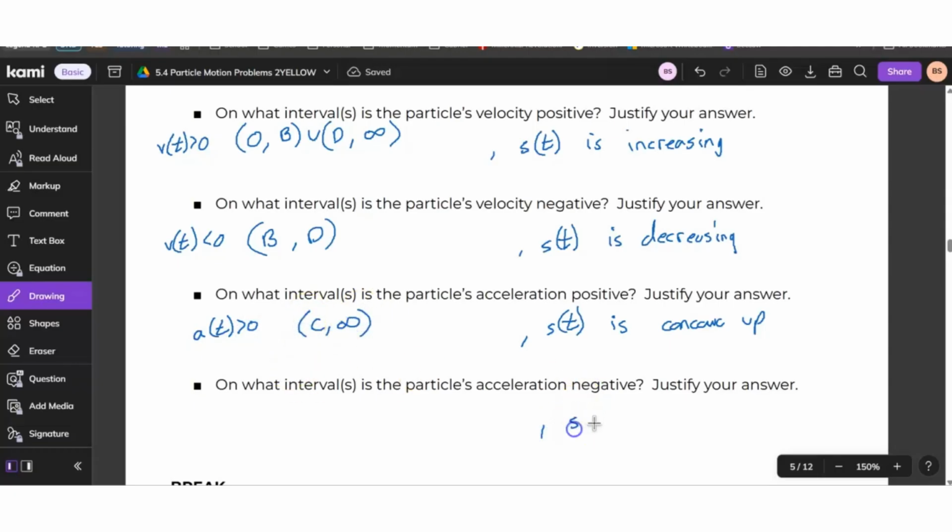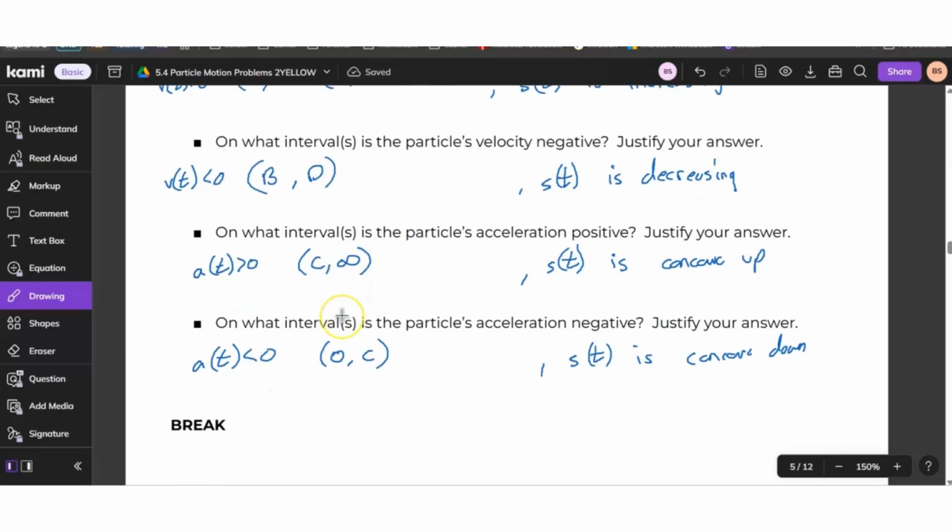And the acceleration will be negative when S of t is concave down. Now this time it's not infinity. What do we got to say? 0. Yes. So this time it's going to be from 0 to C. Is that all making sense?